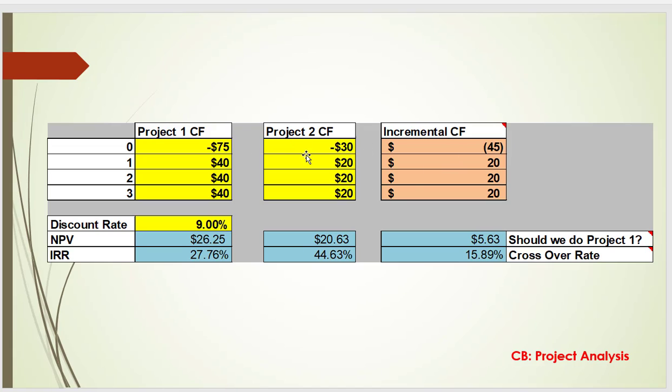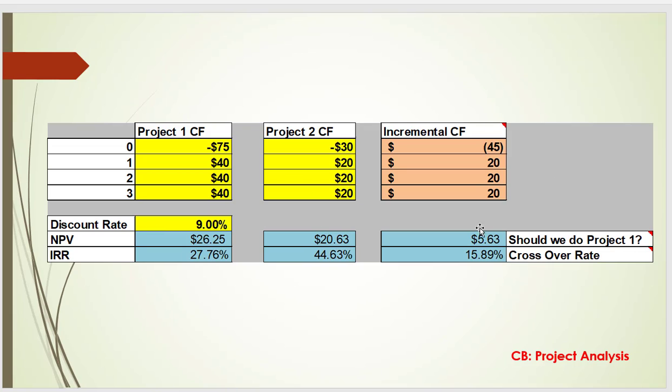We want to subtract project 2's cash flows from project 1. This gives us what we refer to as our incremental cash flows. So as you can see here, we have this predicament. Net present value is greater for project 1, but the internal rate of return is greater for project 2. So again, there's a conflict. Which one do we choose?